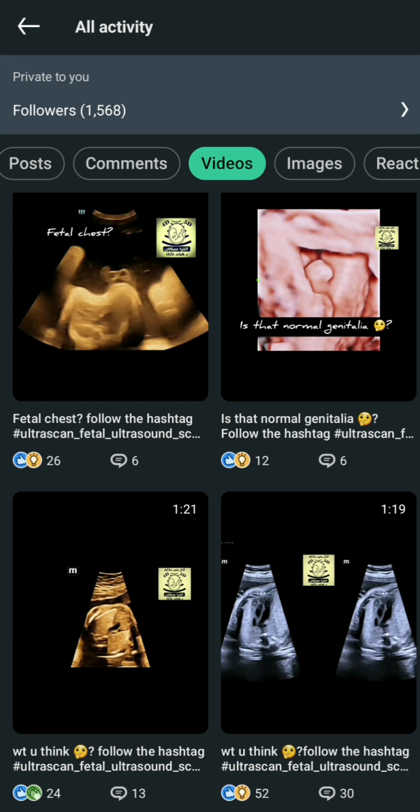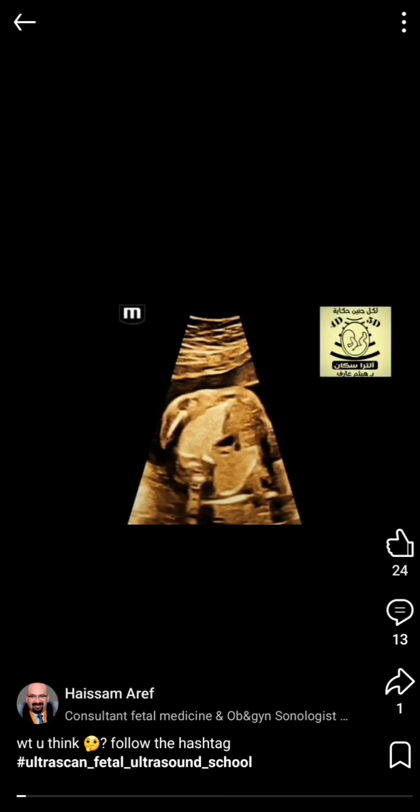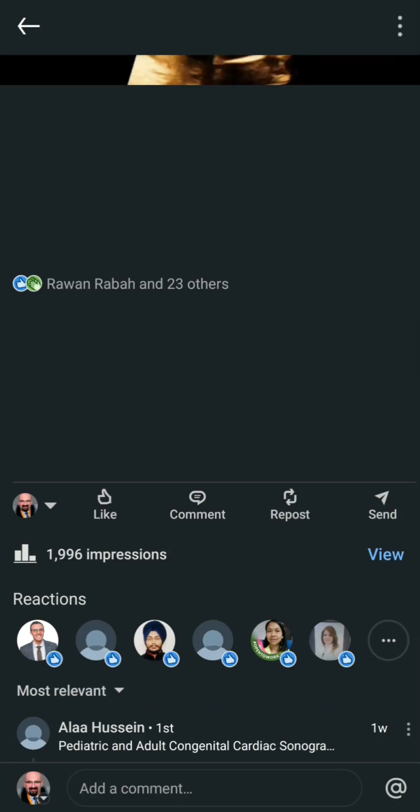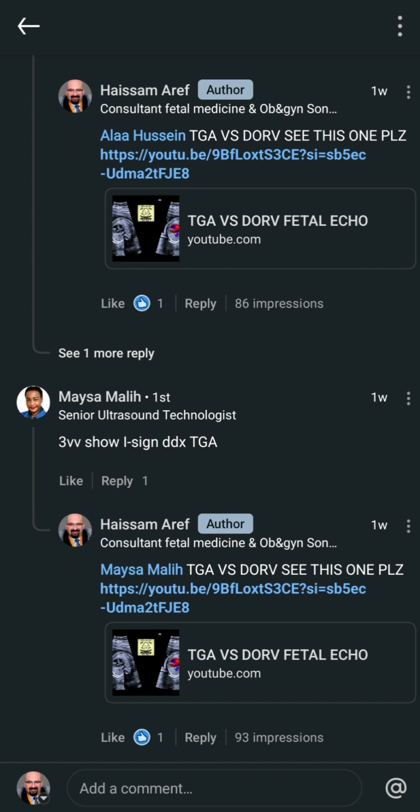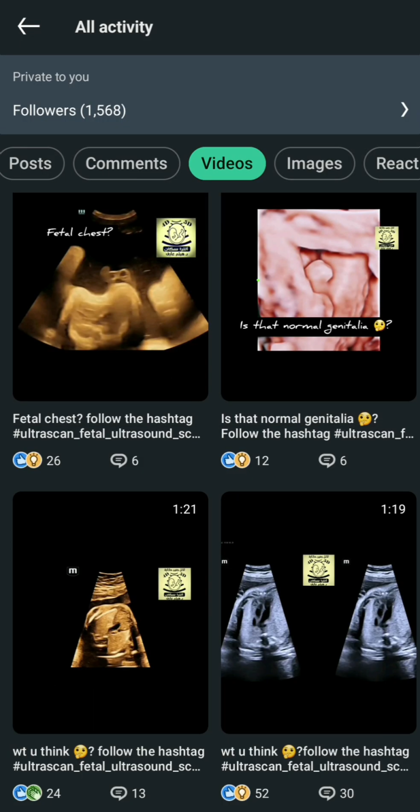We did have many cases to revise, so let's go to our first case, which is surely a case of TGA. There are two vessels at the level of the three vessels view with a VSD, so mostly it's a case of D-TGA. Thank you very much for sharing all the comments here. They were all right comments, reaching the diagnosis of D-TGA.